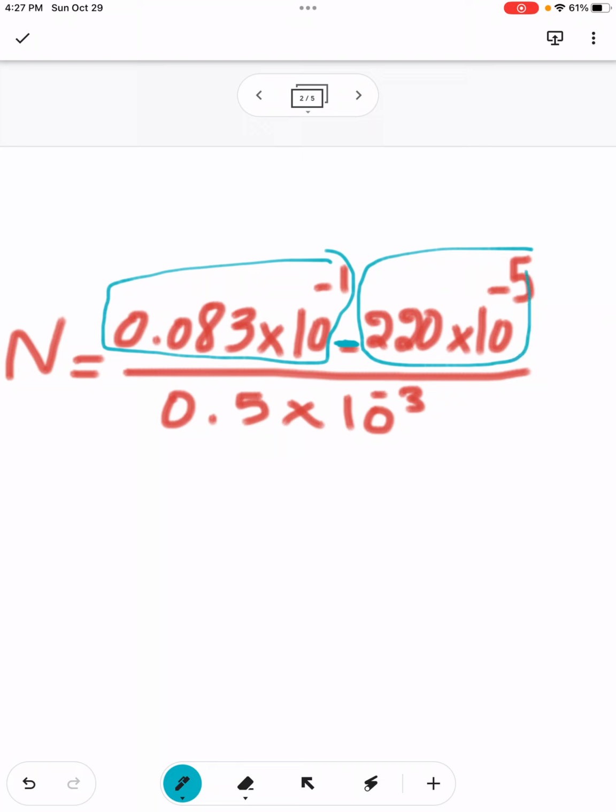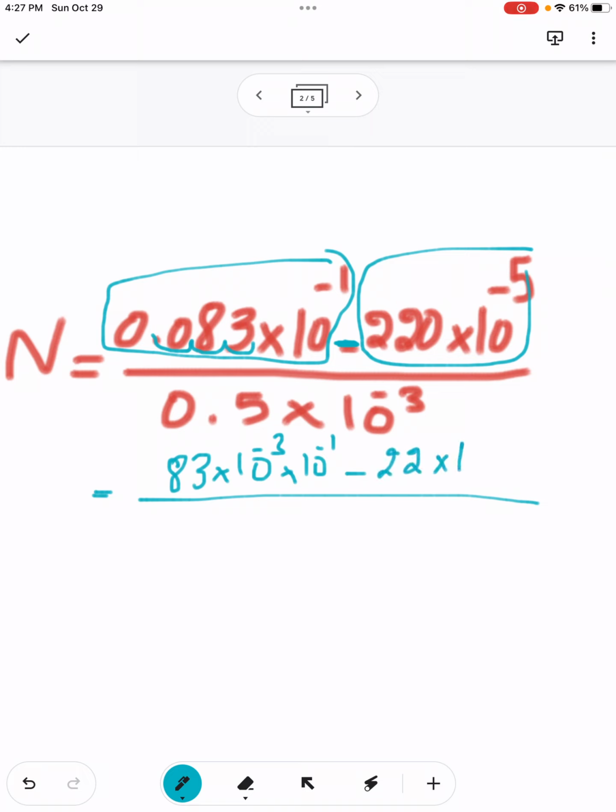So it can be written here as 0.083 times 10 power minus 3. It's 83 times 10 power minus 3. I move the point 1, 2, 3, times 10 power minus 1, minus 220 times 10 power minus 5. It's 22 times 10 times 10 power minus 5. 0.5 is 5 times 10 power minus 1, and here I have 10 power minus 3.